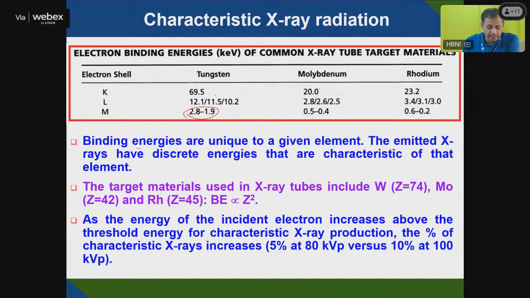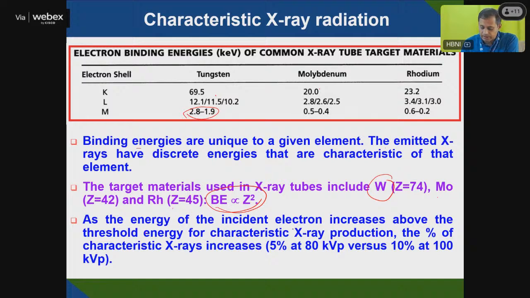The emitted X-rays have discrete energies that are characteristic of that element. Because of that, the target materials used in an X-ray tube, tungsten, molybdenum, rhodium, are mostly high Z materials, because the binding energy is proportional to Z squared. So you use this high Z material to produce X-rays.